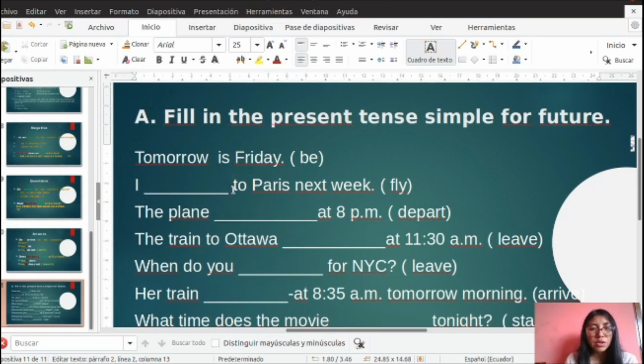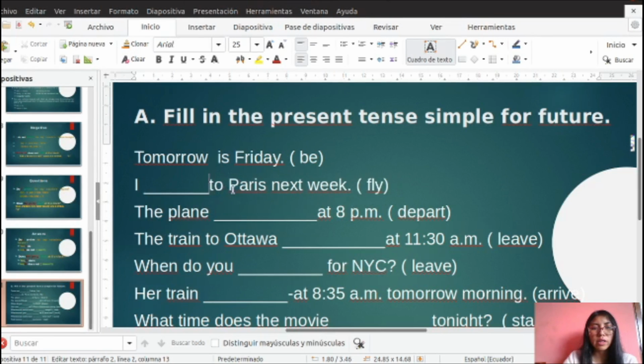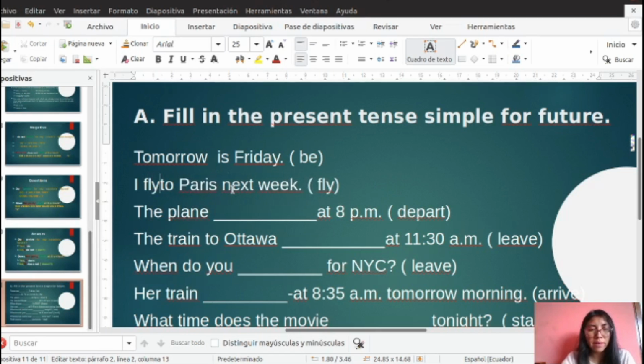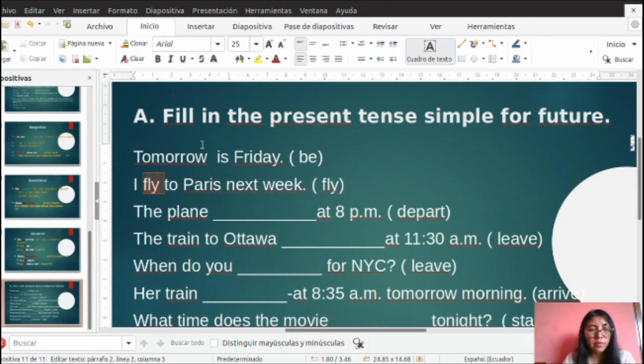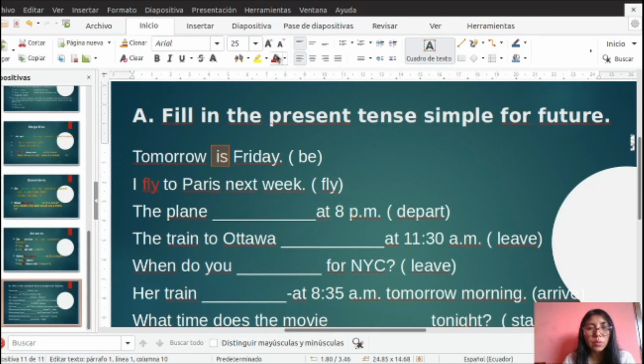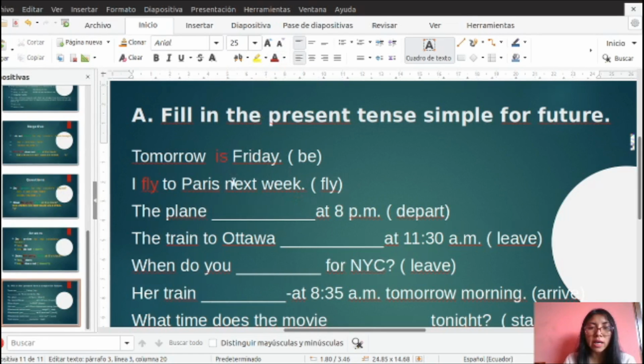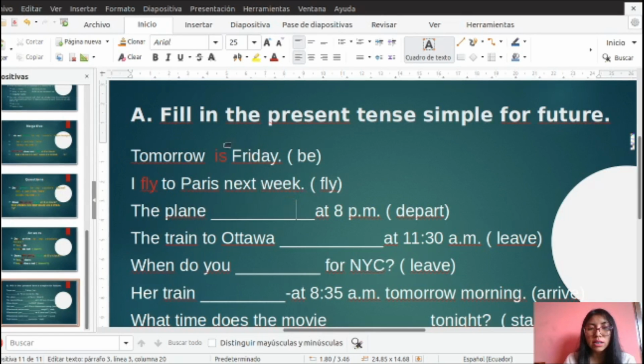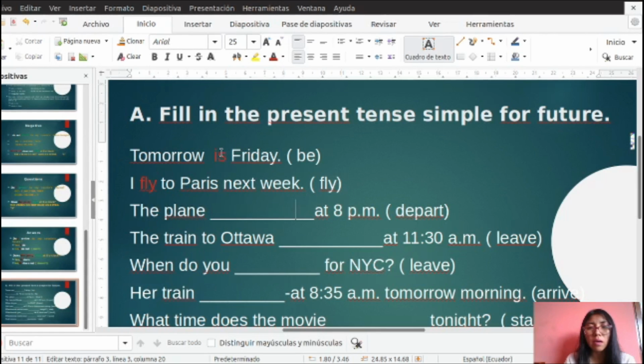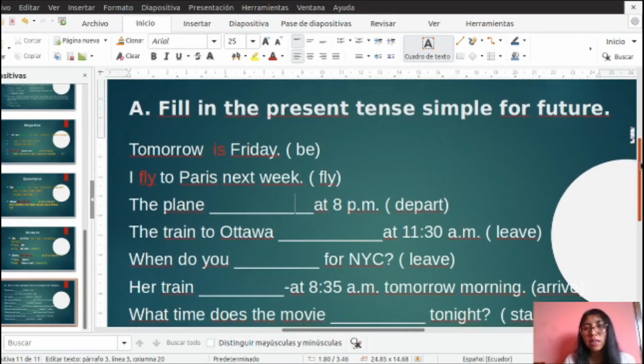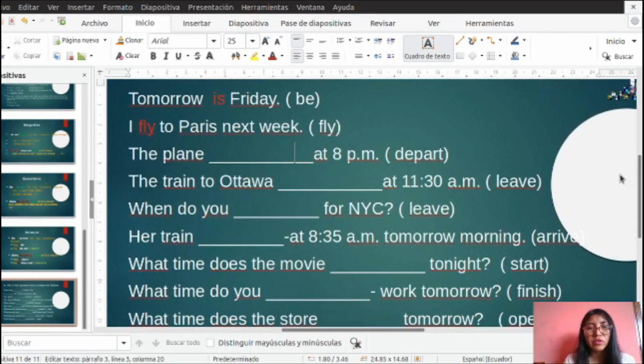It says, I to Paris next week. Okay, in this case I fly to Paris next week. Okay, pay attention. In this case we have a schedule. Okay, that is a specific point in the future. In this case that is the same as tomorrow is Friday. Okay, in this case it could be a fact. Okay, for this reason I am using present simple for future.